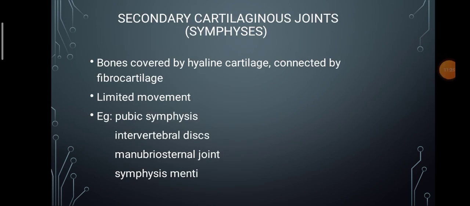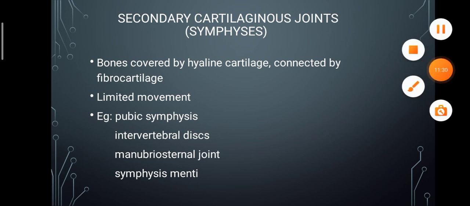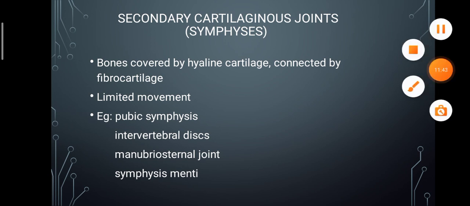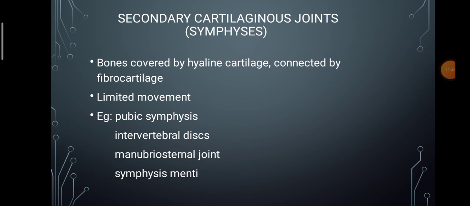Now regarding the secondary cartilaginous joint, here the bones are covered by hyaline cartilage, which is further connected by fibrocartilage. That is, the articular surfaces of bones forming the joint are covered by thin plates of hyaline cartilage, which are connected by a pad of fibrocartilage. Here only limited movement happens. Examples are the pubic symphysis, intervertebral disc, manubriosternal joint, and symphysis menti.